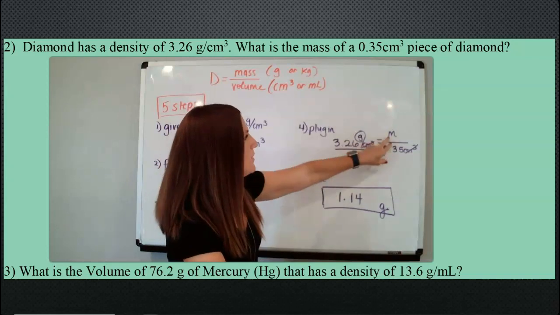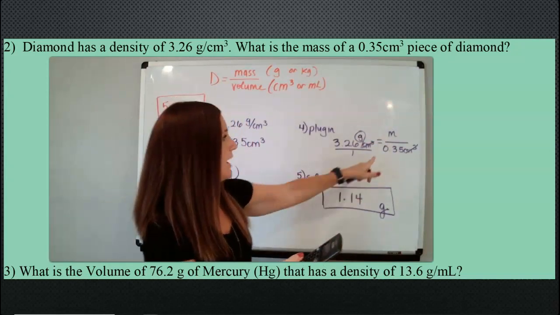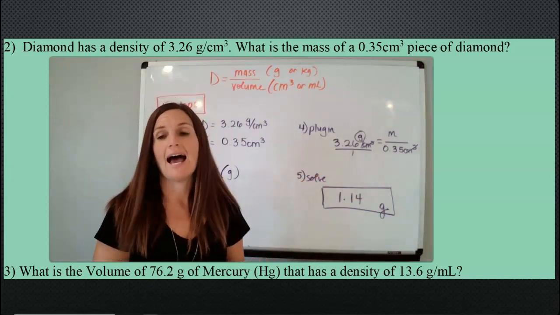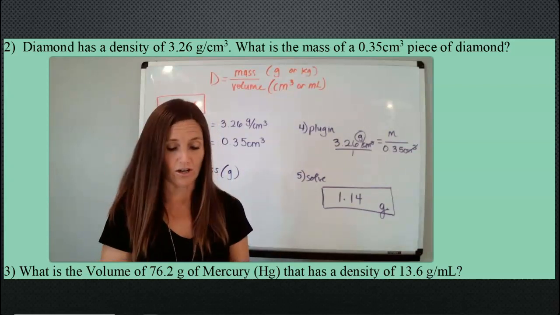Secondly, I could always check it by plugging it back in. So if I have 1.14 divided by 0.35, I should get 3.26. And I do get 3.26. So I know that my answer is correct.